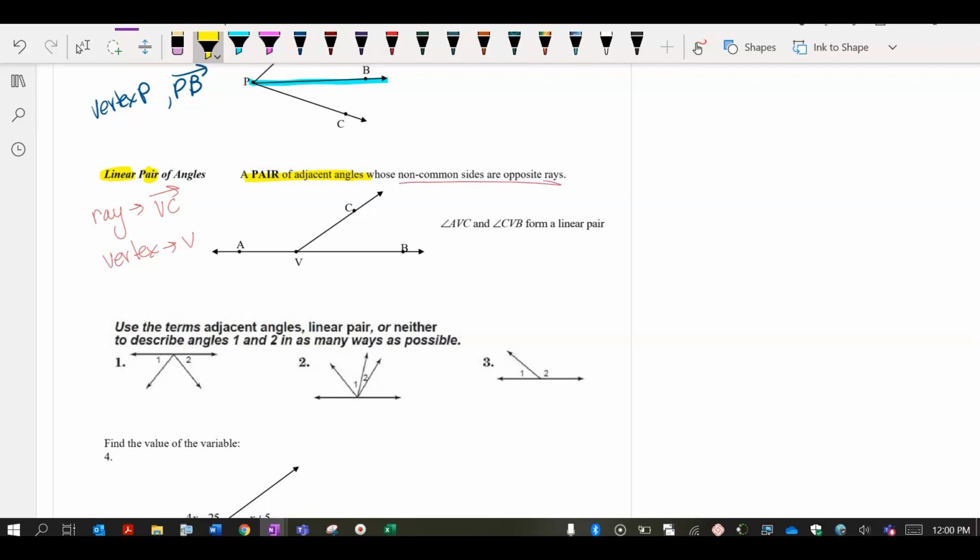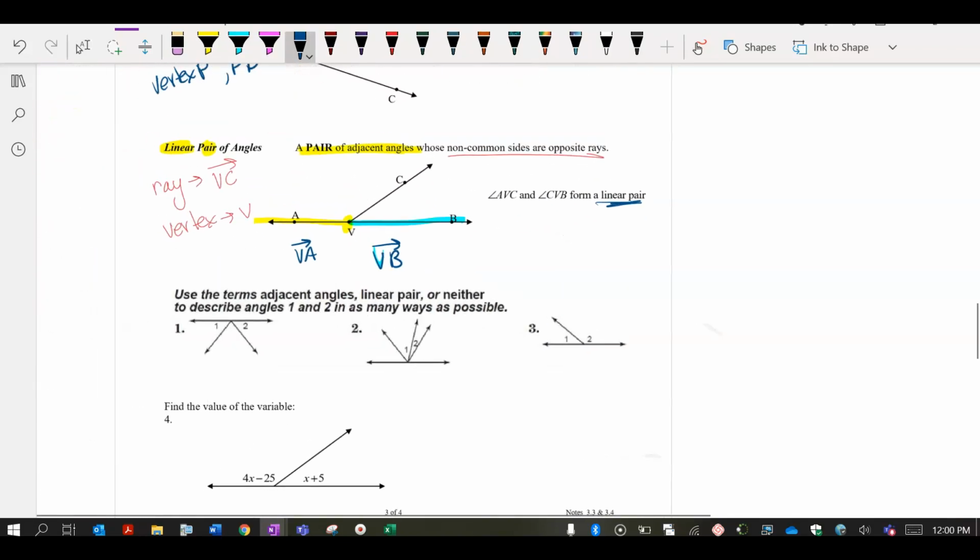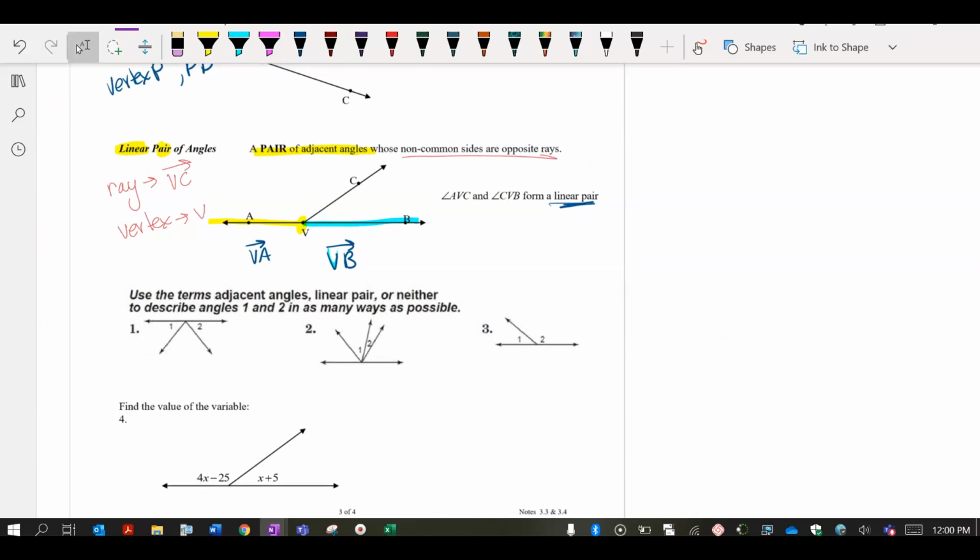So as we talked on Monday, VA is an opposite ray to VB. So that's what it means, the opposite rays. Okay, so they're angles that are next to each other. Linear pair, which we will talk about at some point later in a little more detail. But if you notice, here we have AVB.